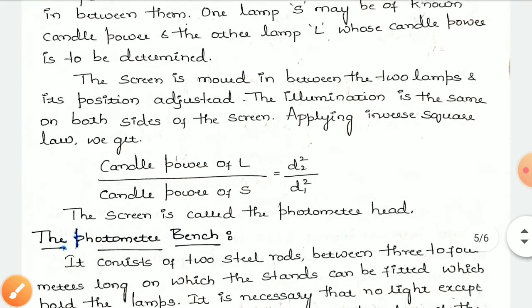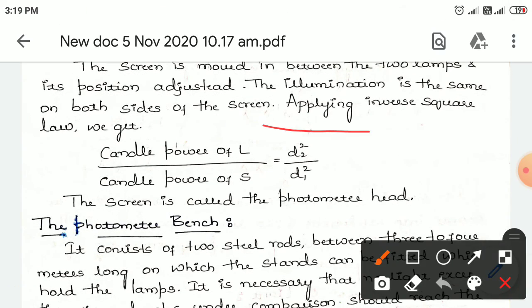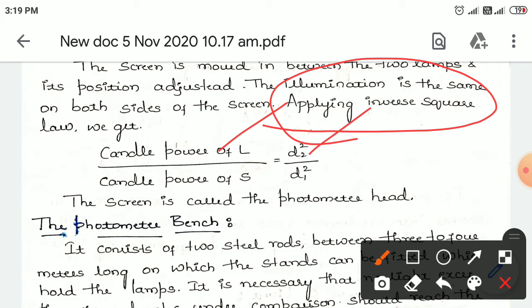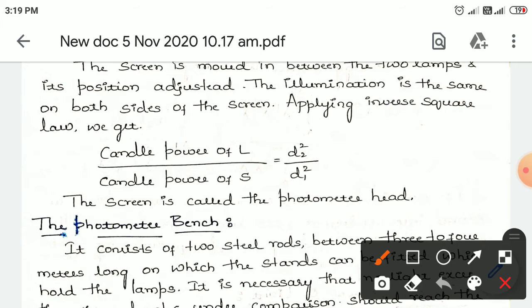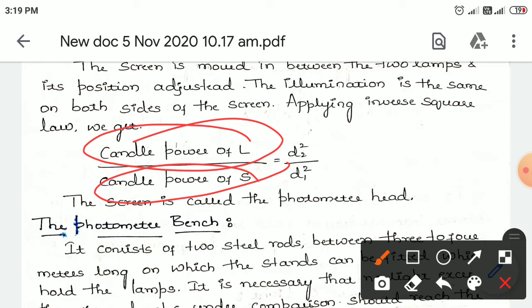By applying the inverse square law, the illumination on any plane surface is inversely proportional to the square of the distance between the point source and the plane surface. Here the candle power of lamp L is proportional to D2 squared, and the candle power of S to D1 squared. Using this you can calculate the candle power of lamp L, since you know the candle power of lamp S.